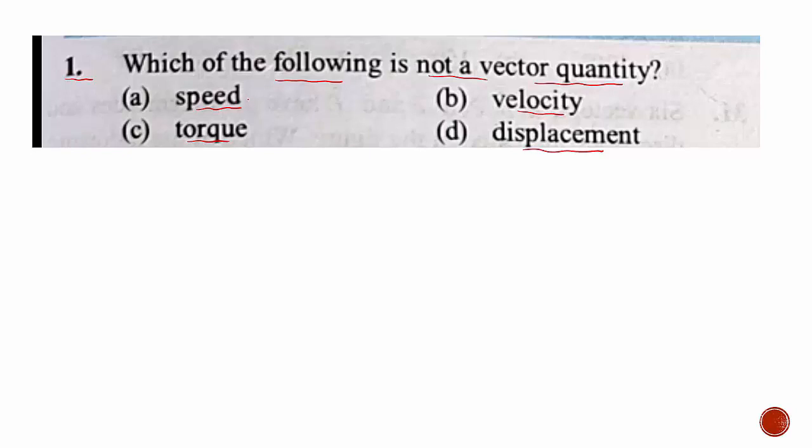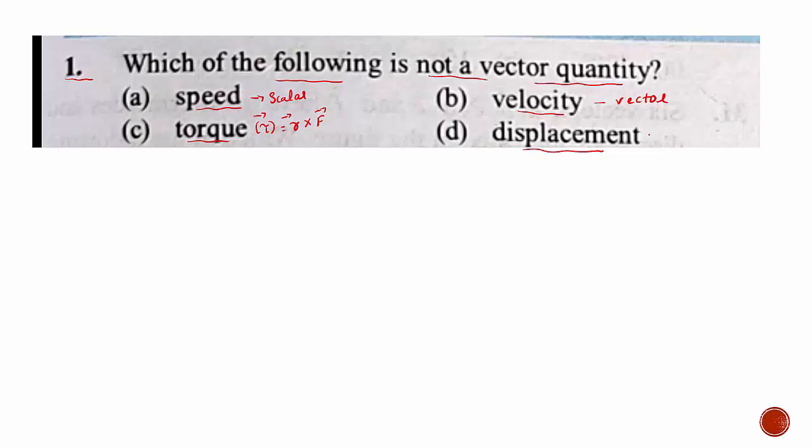Speed. What is speed? Speed is a rate of change of distance. So it is having only magnitude but there is no direction. So this is a scalar quantity. Then velocity. Velocity is rate of change of displacement. Displacement is having both magnitude and direction. So velocity is a vector quantity. Then third option, torque. Torque is a type of force which helps for the rotational motion and it is denoted by tau and the equation is given by r cross f. So this is a vector quantity. It is having both magnitude and direction.